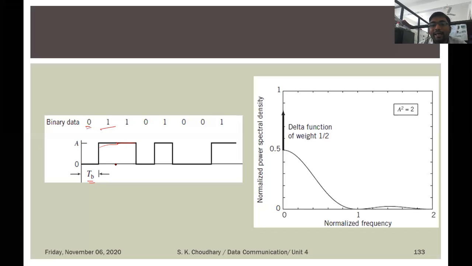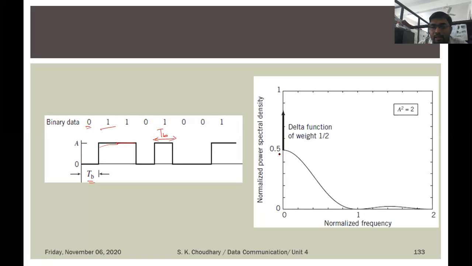So unipolar NRZ. NRZ means what? Non-return to zero. We consider the bit period or bit duration. During this duration, the signal maintains its level. If it is binary 0, it maintains 0. If it is binary 1, it maintains the amplitude of A only. It should not return back to 0 during this bit duration. Such a representation is called non-return to zero.